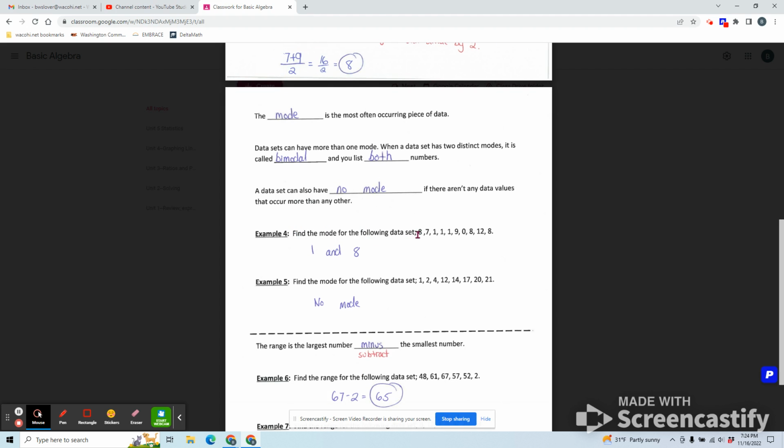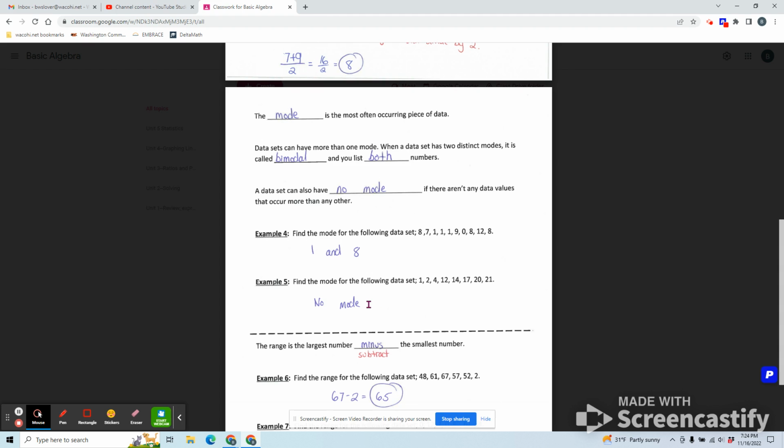So example 4, here's all of my numbers. I see the number 1 3 times and the number 8 3 times. So this would be bimodal. I have two modes because they're the exact same, and I write my answer as 1 and 8. Then in example 5, each number in my data set only appears once. So I have no mode.